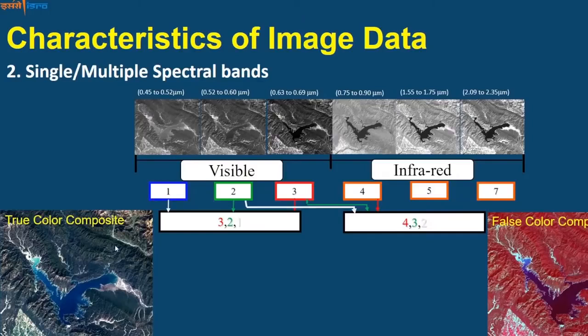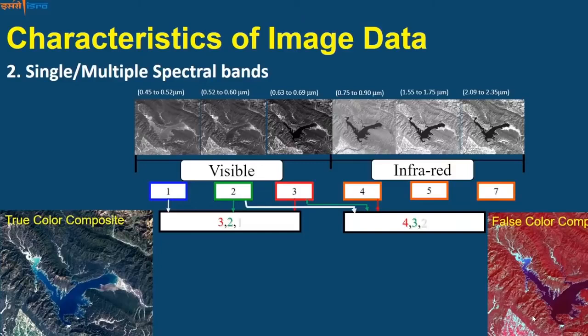With 4, 3, 2, I am using the red gun of the computer for the infrared, similarly the green gun of the computer for the green channel of this image, and for the third one, the blue channel, I am using band number 2, and I am getting this kind of composite. Similarly, if you use 3, 2, 1, this kind of composite I get over there. So these different combinations you should try.